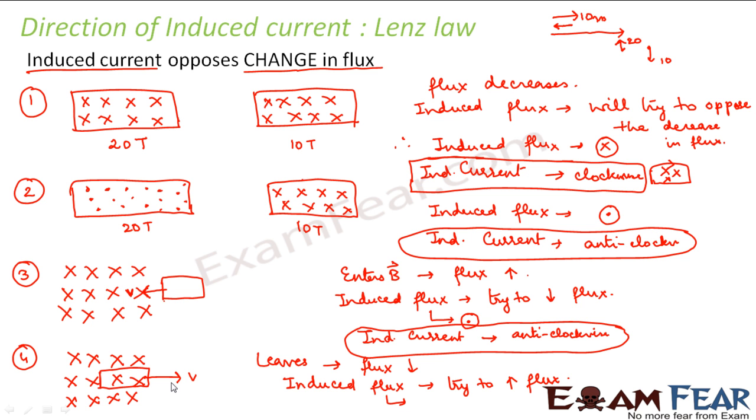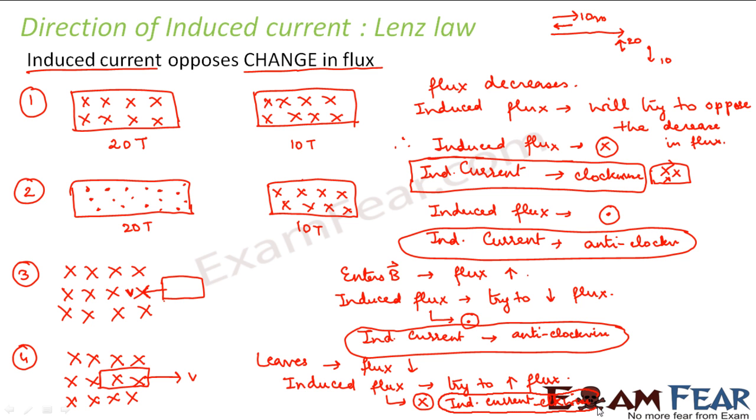So in order to increase the flux, in which direction should this induced flux be? It should be in the same direction. Earlier also it was downward. So this will also be in the downward direction, so that together it can increase the flux. So your induced flux is in the downward direction. So again, as usual, using your right hand thumb rule, your direction of current would be clockwise.